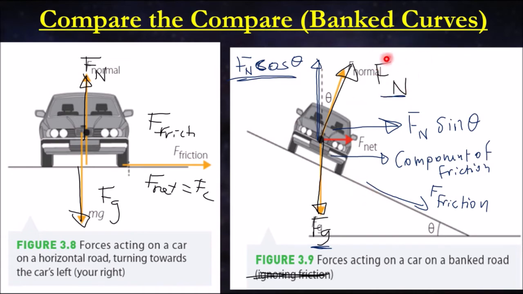We have the normal force pointing up like so. We have the gravitational force pointing down. The contributing factor for the centripetal force for a banked road is the horizontal component of our normal force and also a horizontal component of our friction force. So let's have a look at the question we need to tackle.